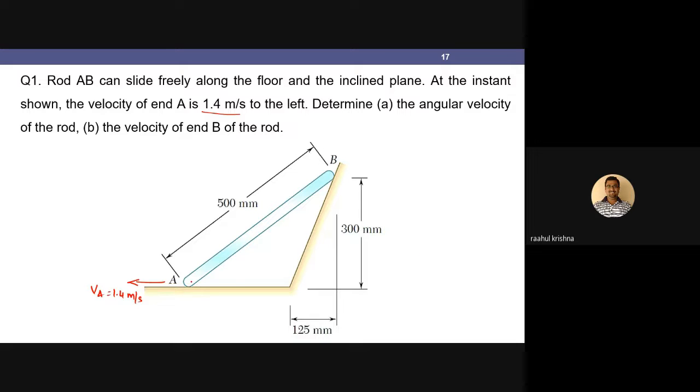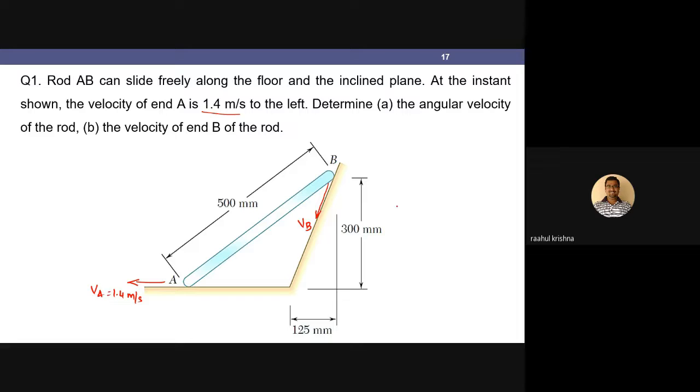When end A is moving in this direction, what will be the direction of motion for VB at end B? Downwards, directly downwards, or along the plane? It should be along the plane, right? What I have drawn, both of them are not along the plane. I know that. I have a small issue with the tablet: making straight lines on it is always a question. So this will be my direction for VB.